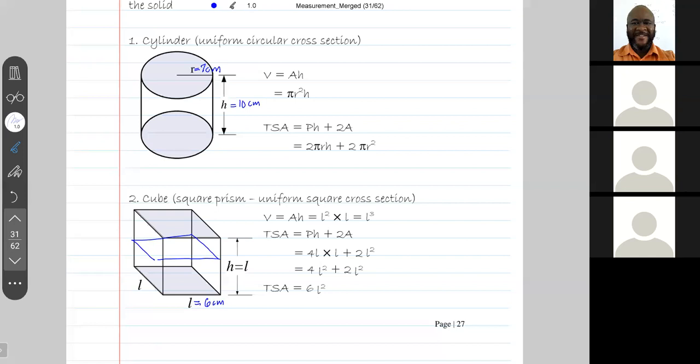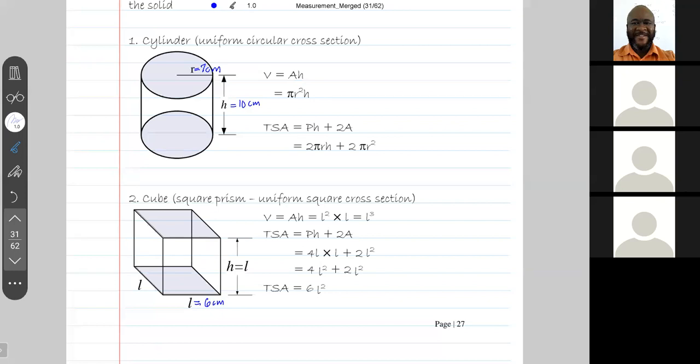All right, now, what I did next here is, these are the formulae for calculating the volume. These are all examples of a solid shape with a uniform cross-section. And the formula for calculating the volume of all solid shapes with a uniform cross-section is V is equal to A times H. Guys, for the cylinder, what is the shape of the cross-section?